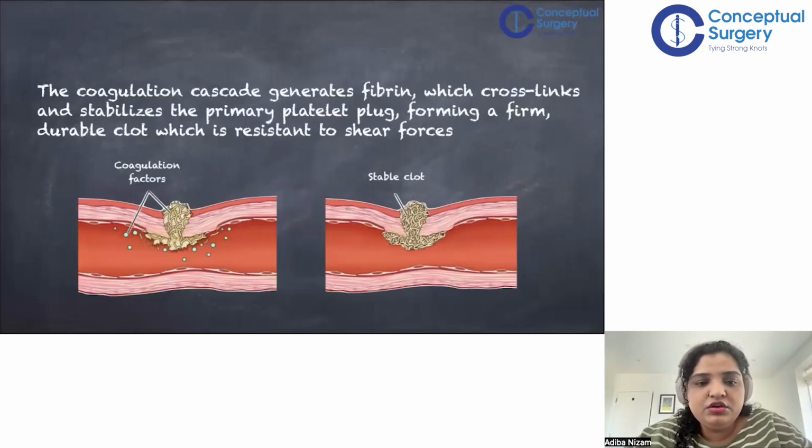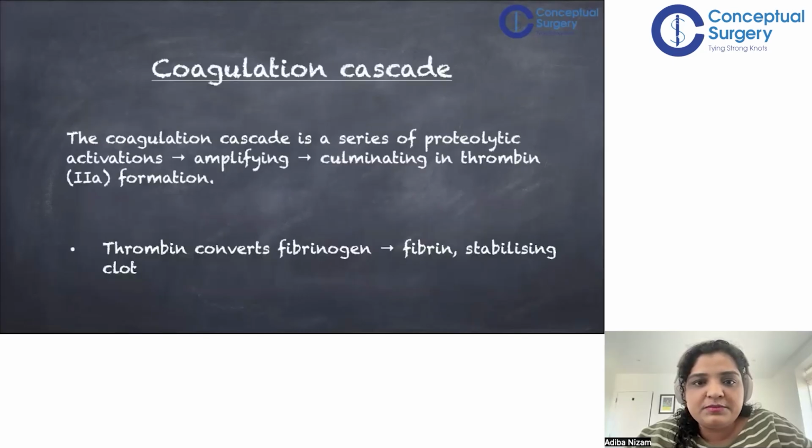So here the coagulation cascade, what we know already as the intrinsic pathway, the extrinsic pathway, and the common pathway, will go on. This is known as the coagulation cascade. This will go on to generate fibrin, which is the end product of it, and it will cross-link the primary platelet plug, forming a stable fibrin clot. This stable clot will be resistant to shear forces and it cannot be washed away, and this will lead to strengthening of the hemostatic process.